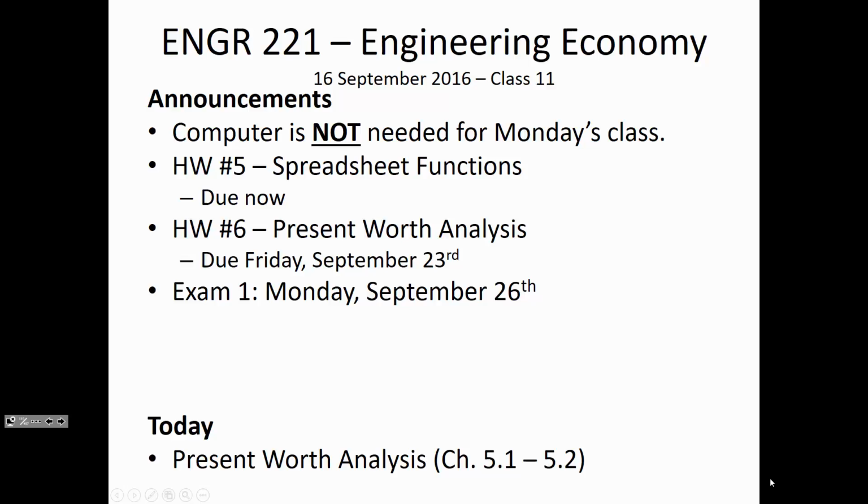So you don't need to bring a computer for Monday's class. We're going to continue just doing paper stuff then. And you do have an exam on the horizon, Monday the 26th of September. So I'm going to give you some background information about that exam.